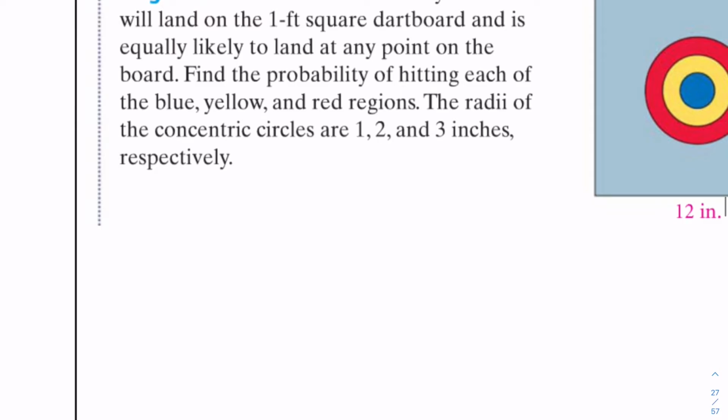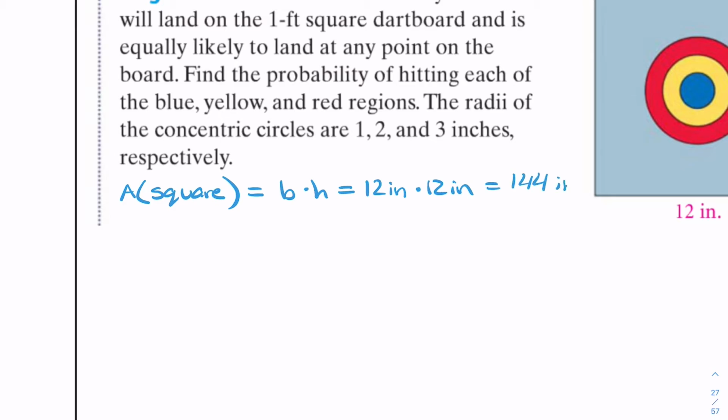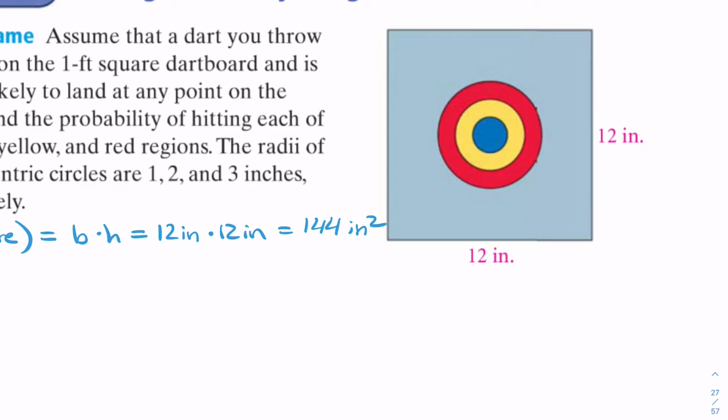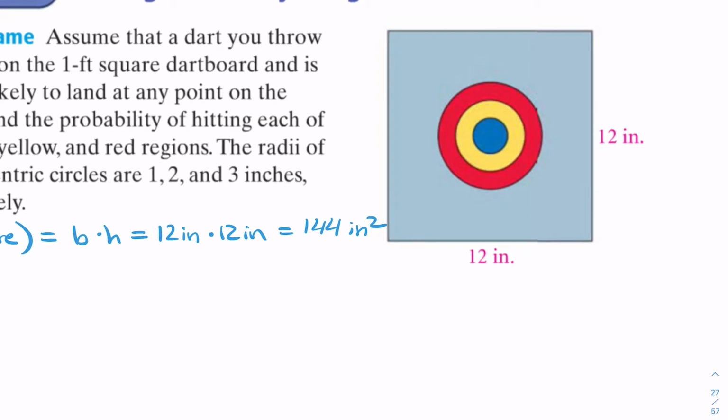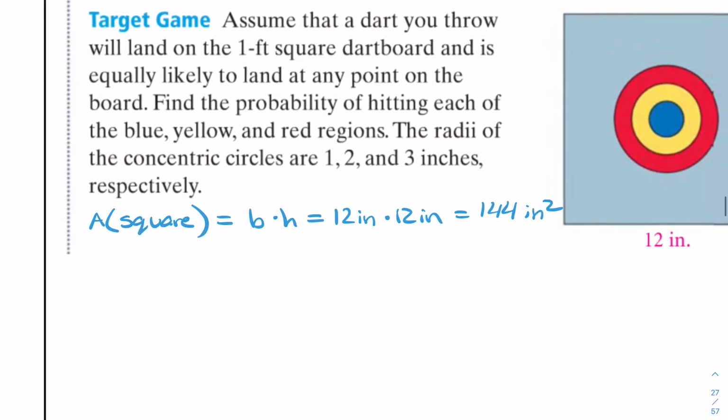So what I'm going to first do is find the area of the square. The area of the square is 12, so the area of a square is base times height, which is going to be 12 inches by 12 inches, which is 144 inches squared. So I now have 144 inches squared. Now, obviously, there's something here. We got to take this away later on, but let's just find the area of each one as if it was full.